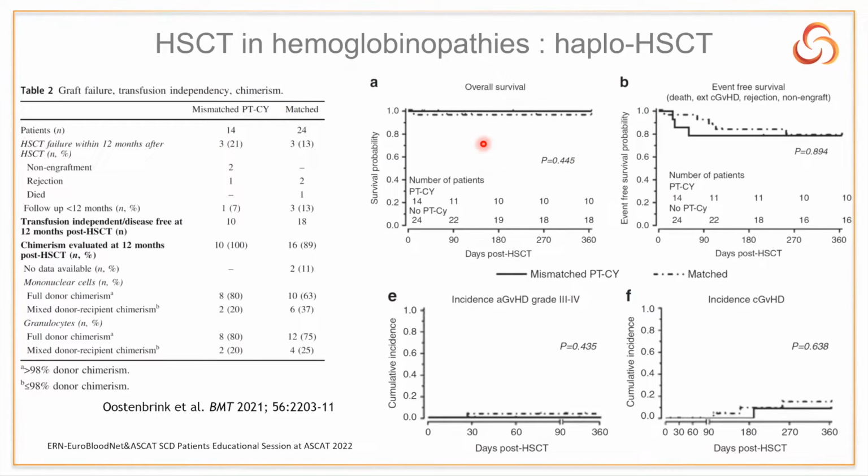and the continuous line is the curve of the partially matched donors, and the dotted line that of the matched transplant. And as you can see, the probability of survival is identical, as well as that of survival without disease and of other complications. So an approach like this is certainly feasible, and with results that are comparable to those of transplant from matched donors.